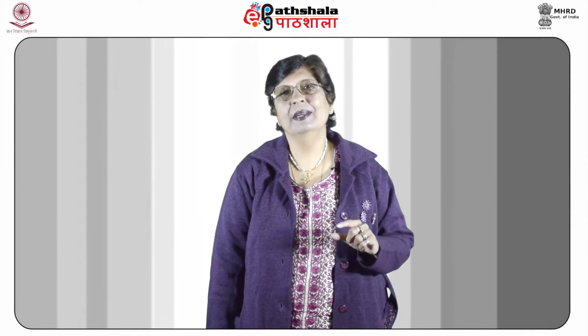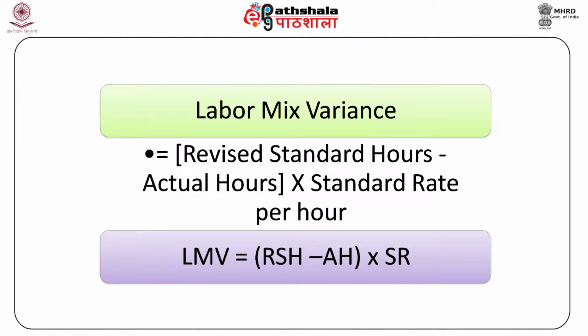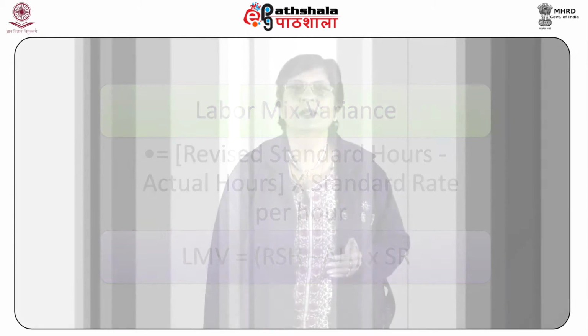If the actual mix is not 1:2, then it will result in LMV. Therefore, the difference between the actual and standard composition of different grades of labor results in labor mix variance. It is calculated with a formula. Labor mix variance is equal to revised standard hours minus actual hours into standard rate per hour, or in short LMV is equal to RSH minus AH into SR, where the revised standard hours, that is RSH, is the standard proportion of total actual hours of all the labor.